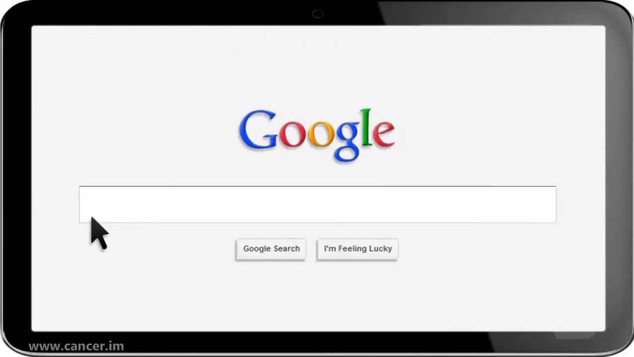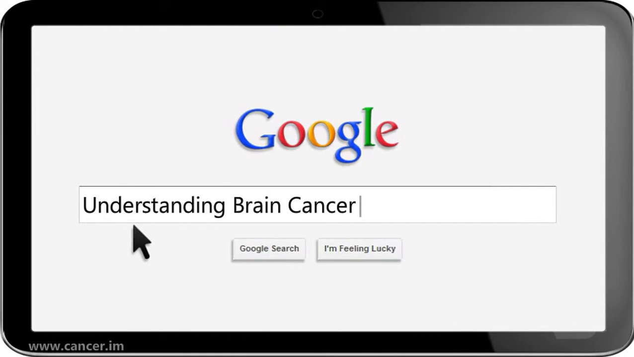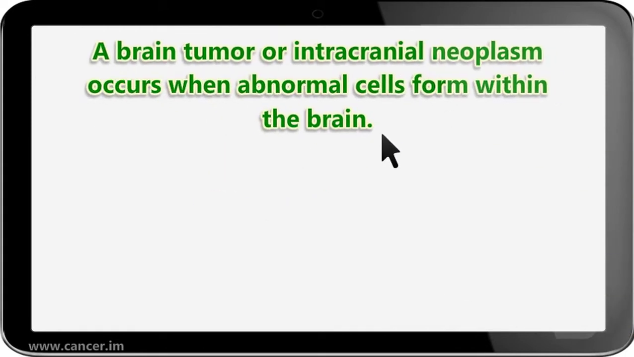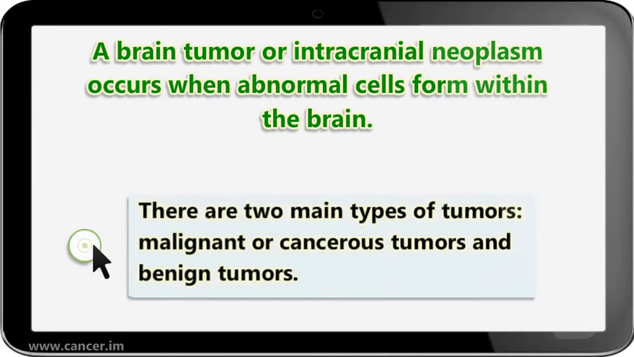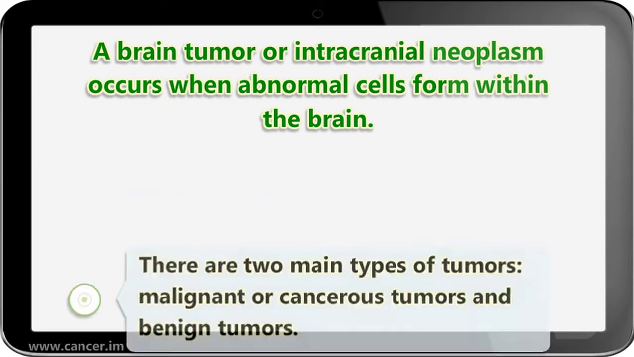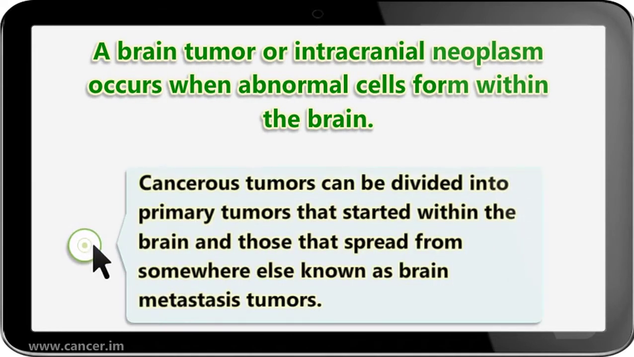Here to talk to you about understanding brain cancer. A brain tumor or intracranial neoplasm occurs when abnormal cells form within the brain. There are two main types of tumors: malignant or cancerous tumors and benign tumors. Cancerous tumors can be divided into primary tumors that started within the brain and those that spread from somewhere else, known as brain metastasis tumors.